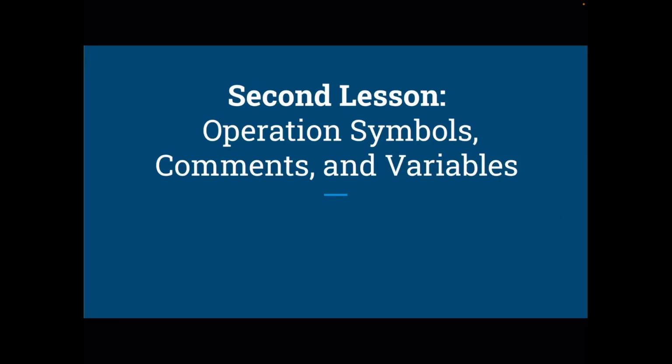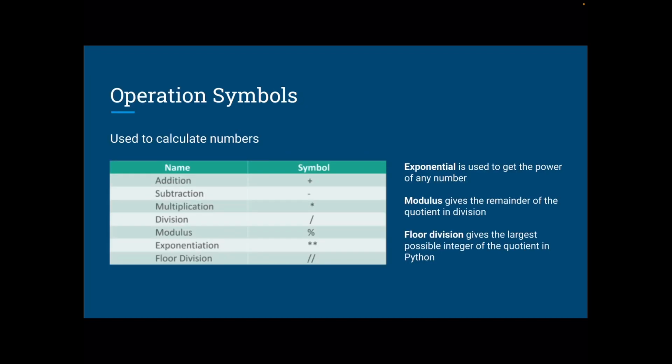Okay, our second lesson is going to be on operation symbols, comments, and variables. Operation symbols are used to calculate numbers, and as you can see in this chart, if you want to add two numbers together, you would use the plus sign; subtract, minus; multiplication, you would use the asterisk or star; and for division, you would use a slash; modulus, the percentage sign; exponentiation, two asterisks; and for floor division, two slashes.